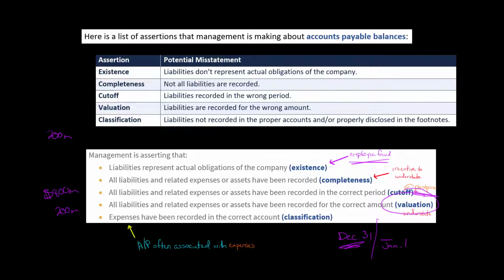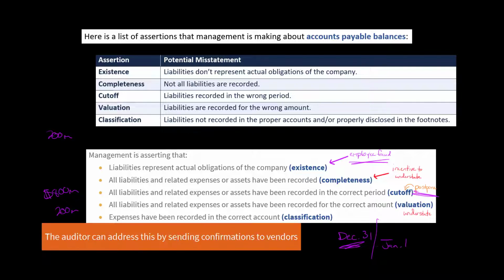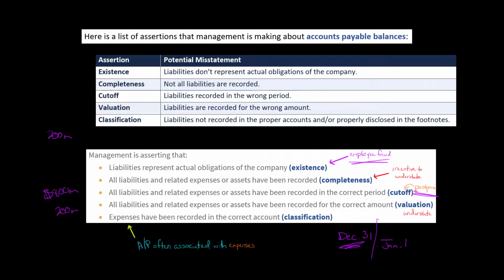Now, valuation has to do with the company basically understating the amount that they actually owe. Maybe a particular vendor, they admit that they owe a vendor money, but they say that they owe them a lot less than what they actually do. In some cases, you might have it going the other way, where the vendor is saying that the company owes more than what the company actually owes.